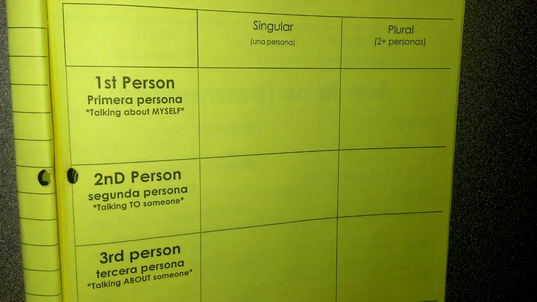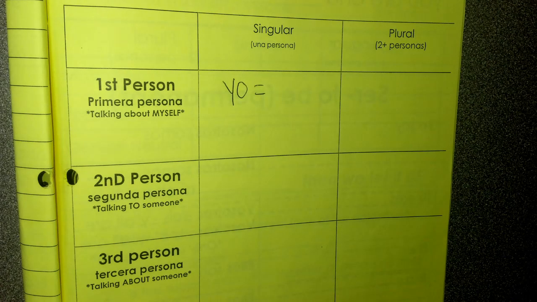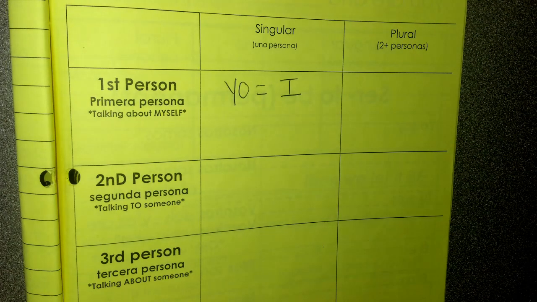So first person means you're talking about yourself. Okay? You're in that situation. Second person means you're talking to somebody. You're directly having a conversation with somebody. And third person means you're talking about somebody. Okay? So first person singular would be yo. We should all know what yo means. ¿Qué significa yo? I. Right? We've seen this when I say yo soy, I am. Yo tengo, I have. Yo voy, I go. Okay? Yo quiero, I want.